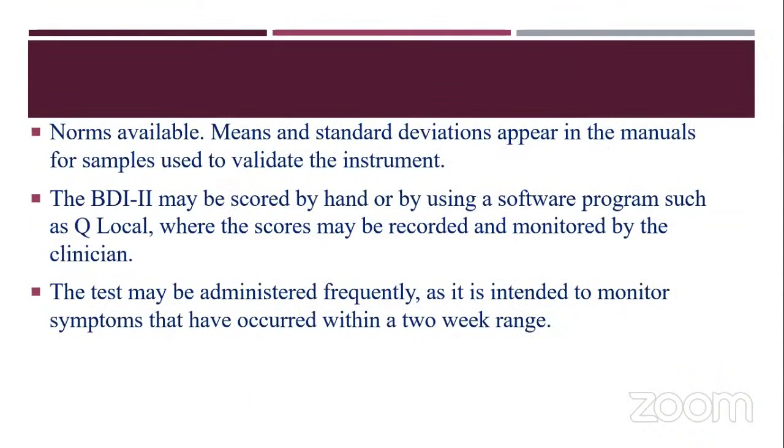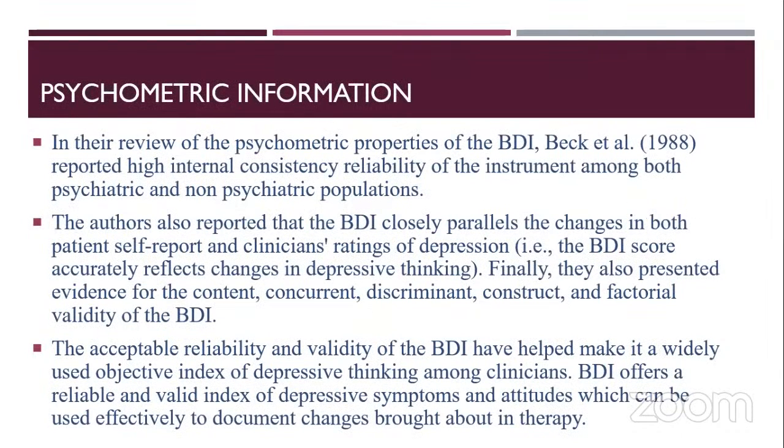Then norms are available for BDI. Norms are very important. And in the case of BDI-2, it is scored by hand or by using a software program such as QLocal. So the scores are mainly recorded by the clinician and the diagnosis is done. And the psychometric information is that it mainly reports high internal consistency reliability. Then it also has acceptable reliability and validity. This test is widely accepted because it is mainly used in clinics and hospitals, and it offers a reliable and valid index.